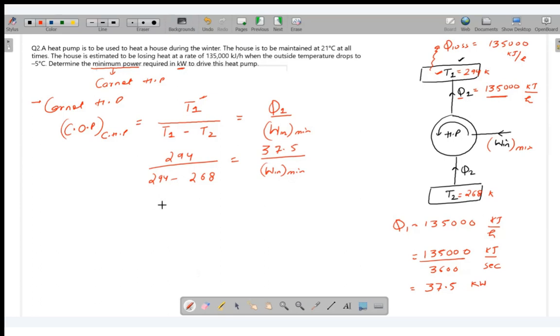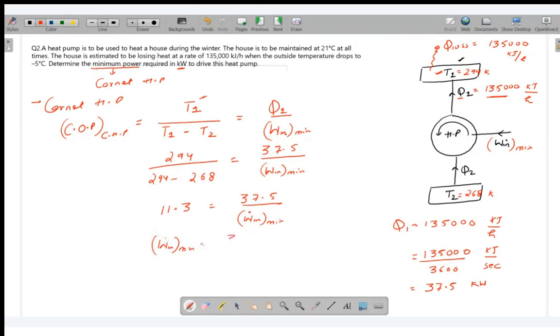Okay, so when you solve this, you will get how much? 294 divided by 294 minus 268. So it is 11.3, equals 37.5 minimum power. So power I have to write like this.